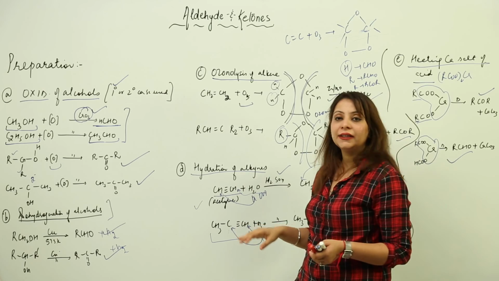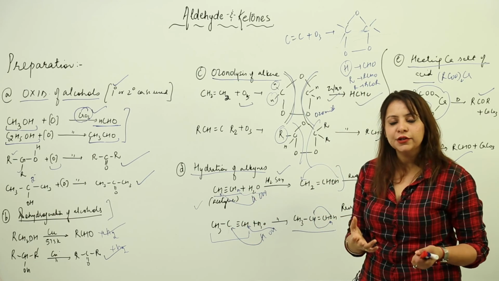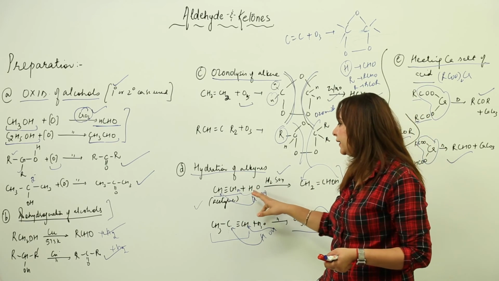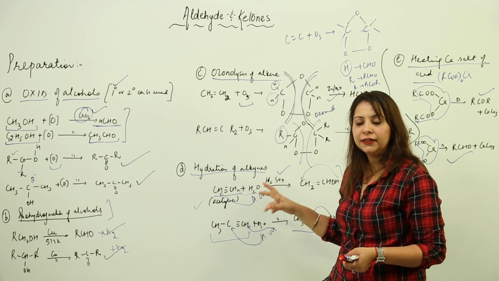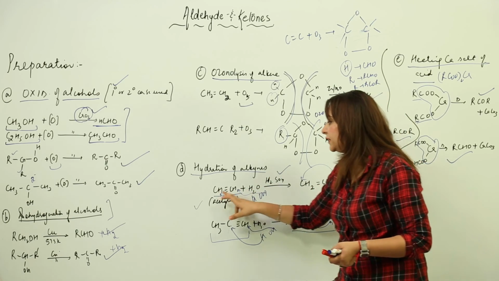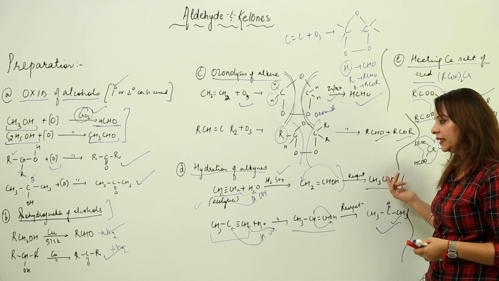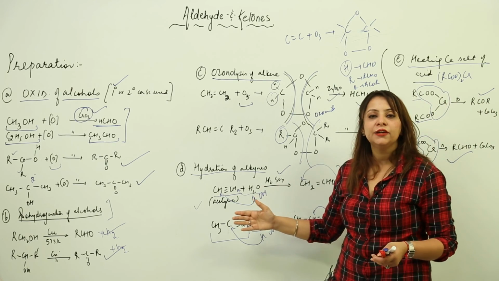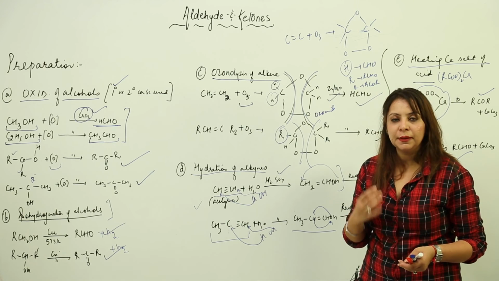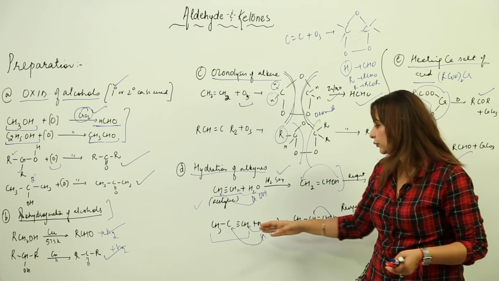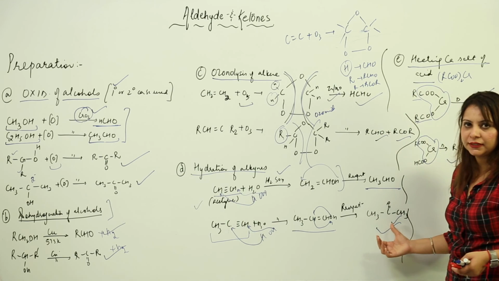Next is hydration of alkynes. You add water to an alkyne, again an addition reaction. This addition of H and OH occurs across the triple bond. So it becomes CH2 double bond CHOH, somehow rearrangement occurs and it forms an aldehyde. But other than acetylene, if you take any other member, it is going to give rise to a ketone. You have to keep this in mind.